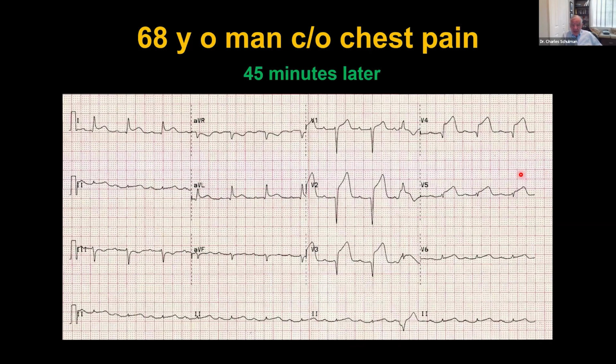45 minutes later, this is what his ECG looked like. And as you can see, this is fairly obvious. ST segments elevated in V2, V3, V4, V5, and really V6, and AVL, consistent with a large anterior infarction. Notice that this isn't much ST elevation, but it is elevated in leads 1 and AVL as well.